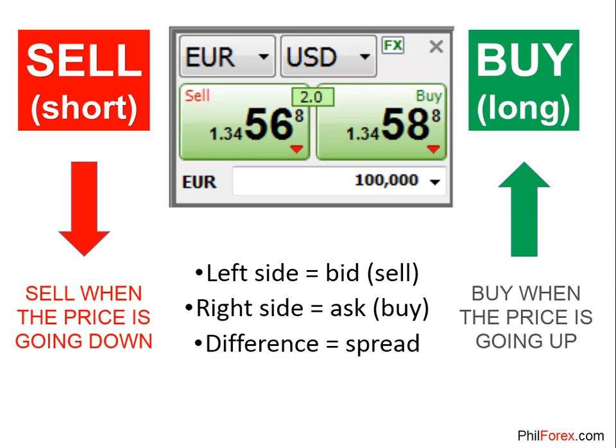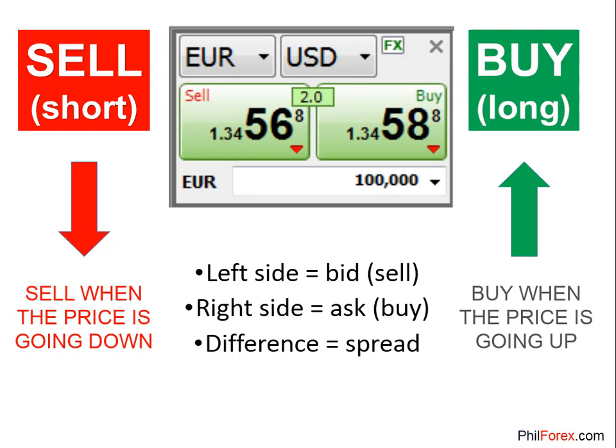Okay, you will have a selling price and a buying price, or the bid and ask price. That's what we call it. If you notice, whenever you go to a bank, the selling price and the buying price of the currencies are always different. There's always a difference, and that difference is called the spread.